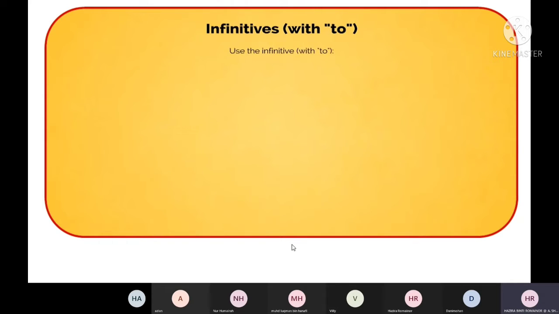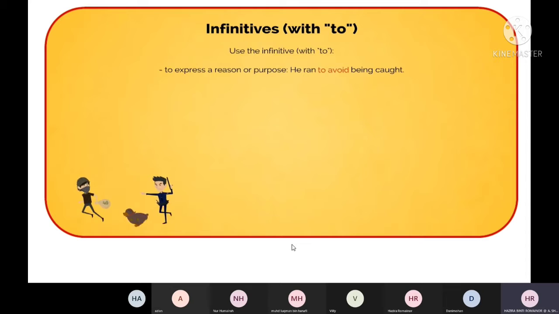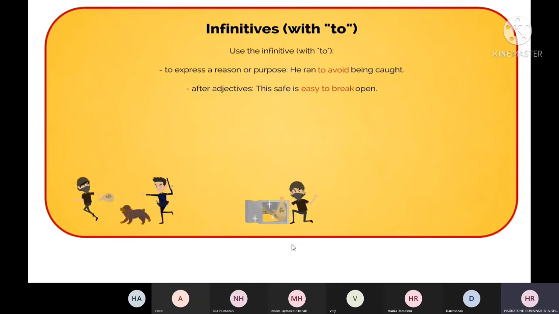Use the infinitive with to express a reason or purpose. He ran to avoid being caught. After adjectives: this safe is easy to open.